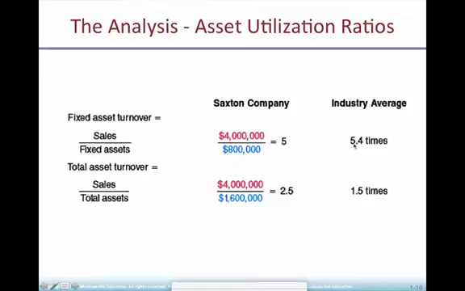And finally, the last asset utilization ratio is total asset turnover, calculated as sales divided by total assets. And after we do the calculations, we have a total asset turnover of 2.5 times, which is above industry average. So this is very favorable. So that was the second group of financial ratios, and we are going to do some applications on this group next.